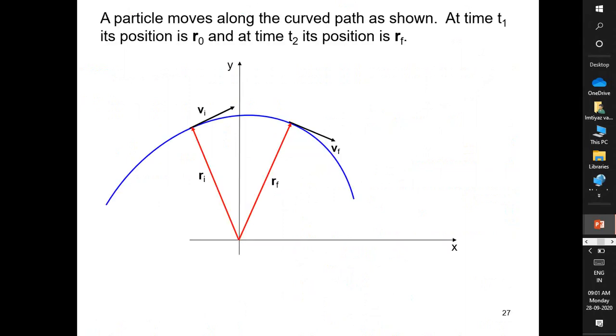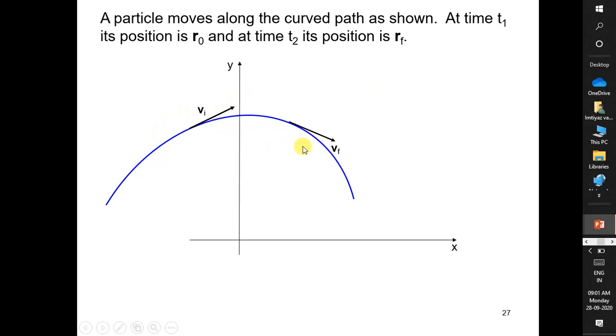Now see here, due to this slide, what is the acceleration? See here, the particle moves along the curved path as shown in the figure. At time t1 its position is ri, and at time t2 its position is rf. So the velocities are Vi and Vf.